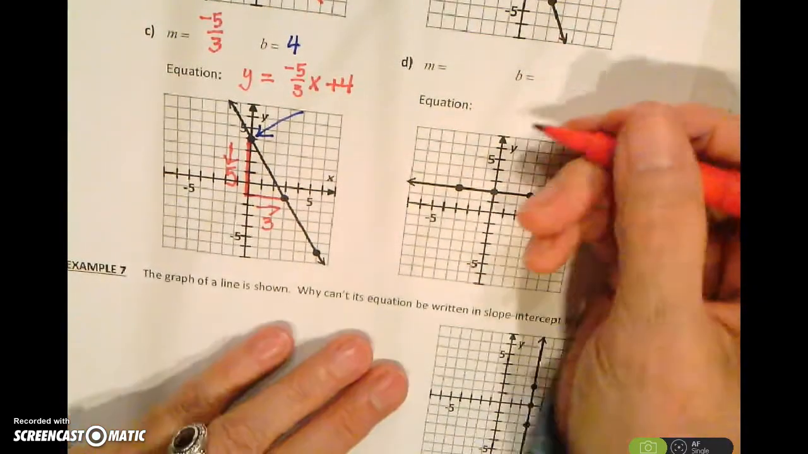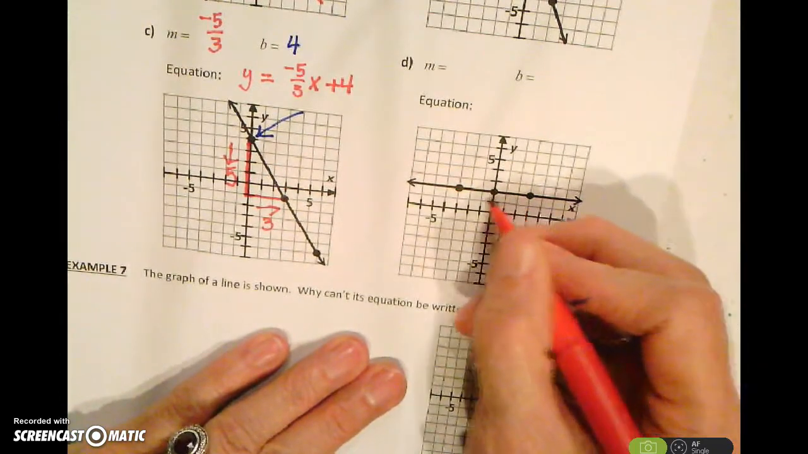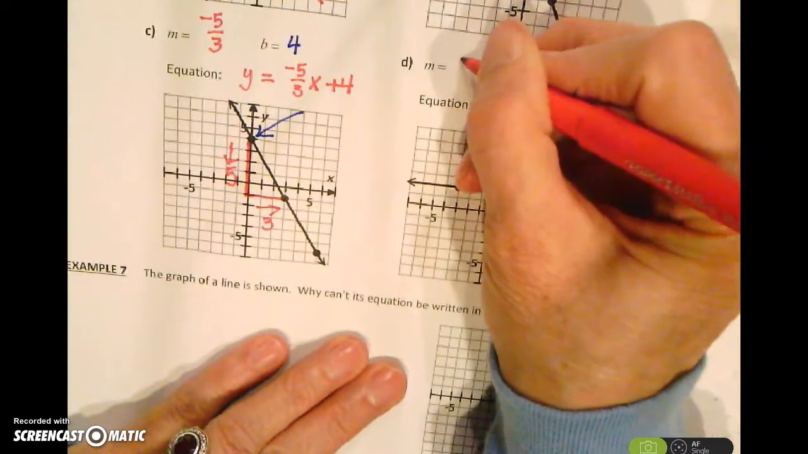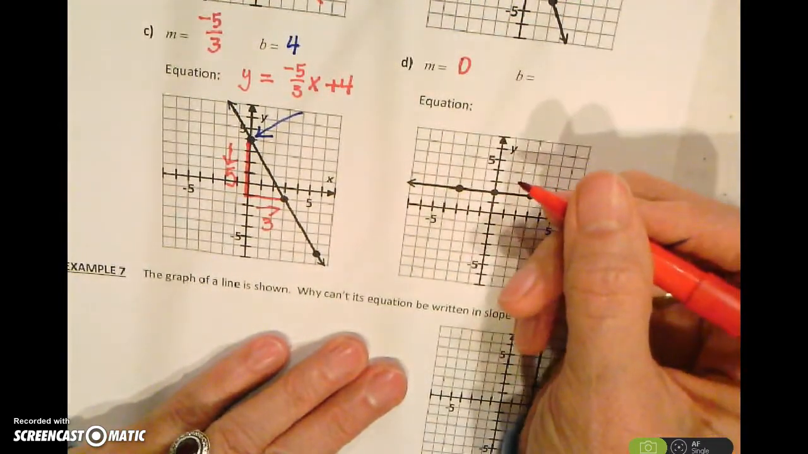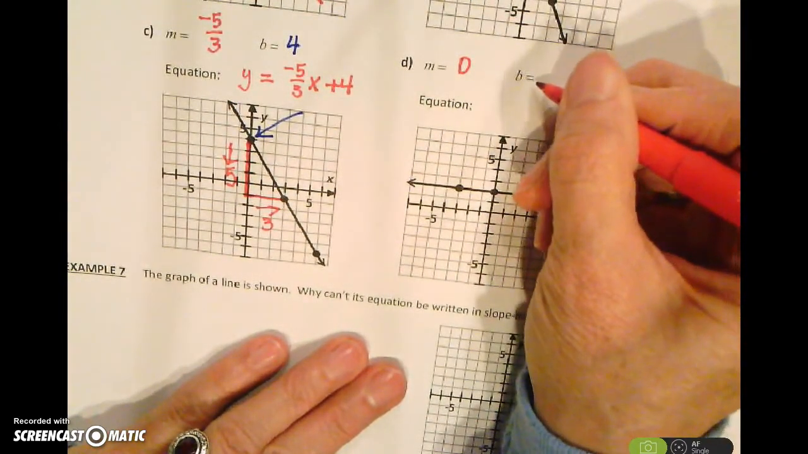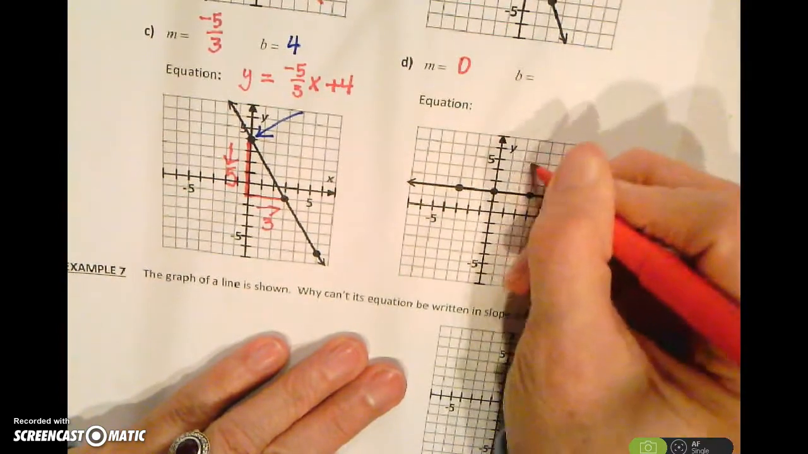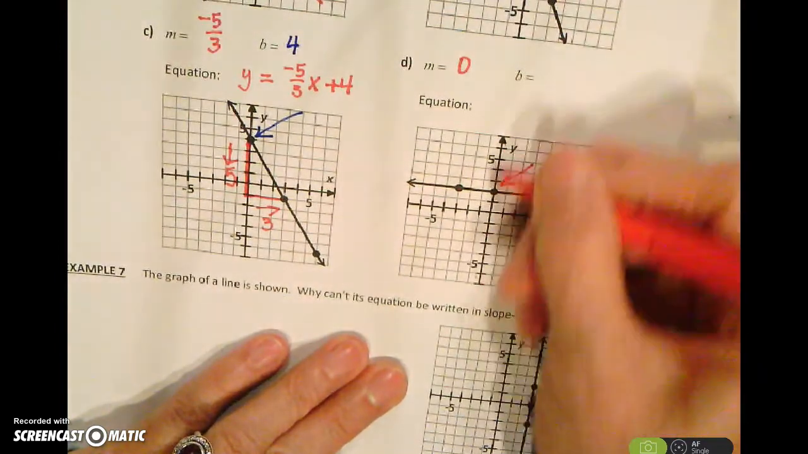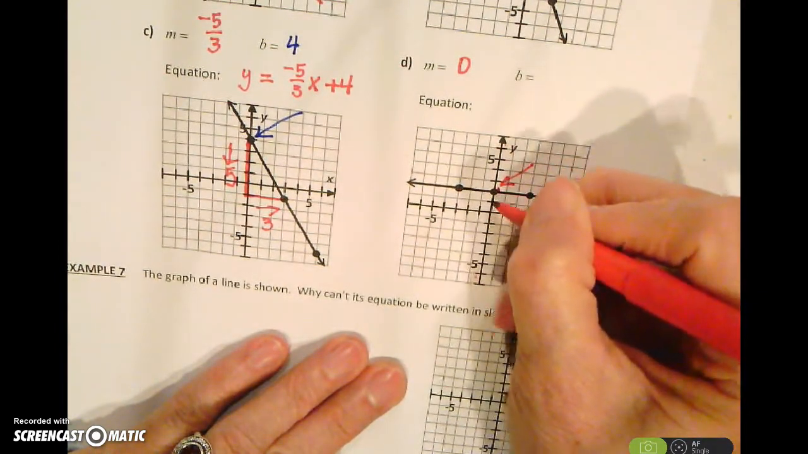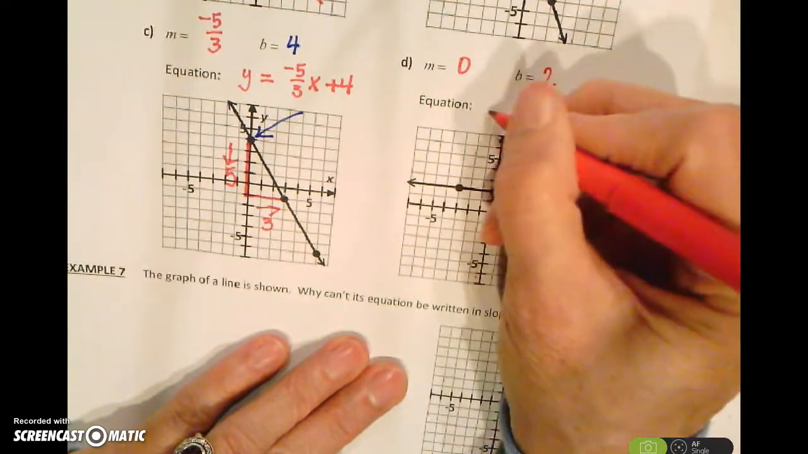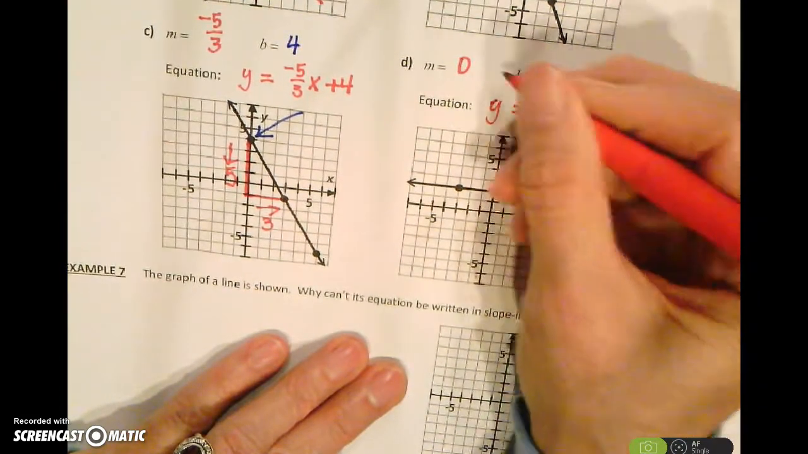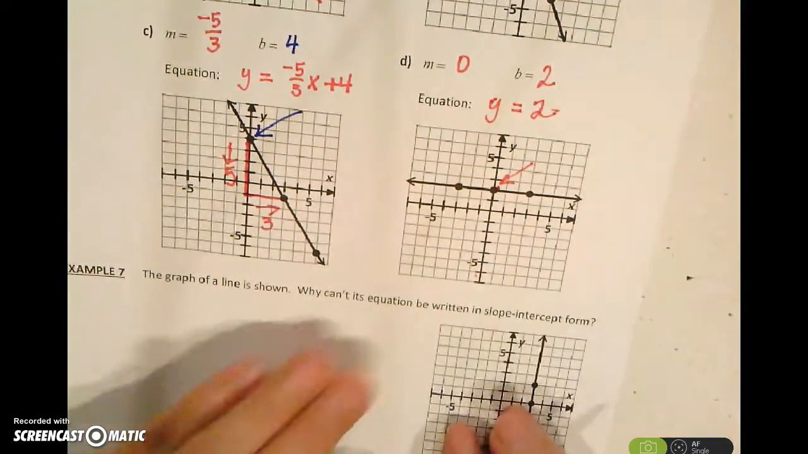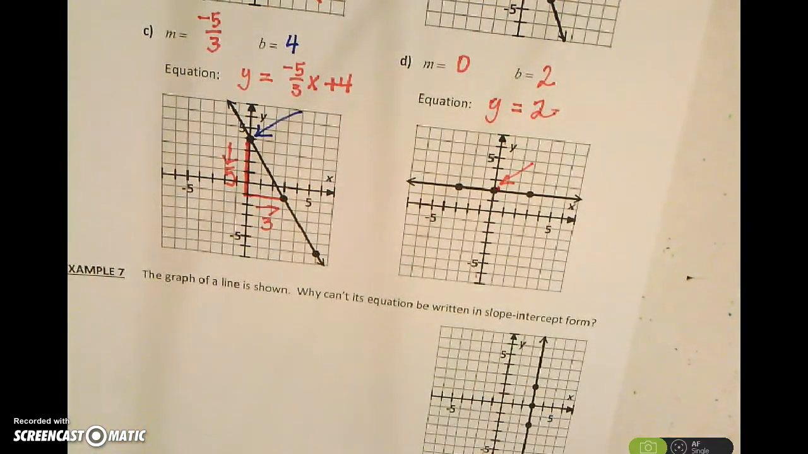Example D. So in between these 2 points here, you notice the rise, of course, is 0. So my slope is going to be 0. It's not rising at all. And then for the B, it's where it crosses the y-axis. Remember, this is the y-axis here. So it's a special point. So it's up 1, 2. So that's 2. So y is equal to 0x, so I'm not going to write it, and then 2. So y equals 2.